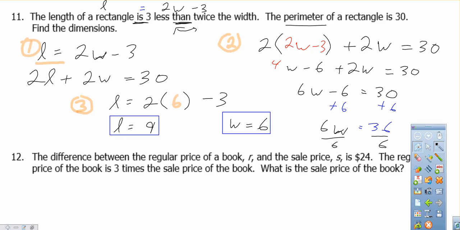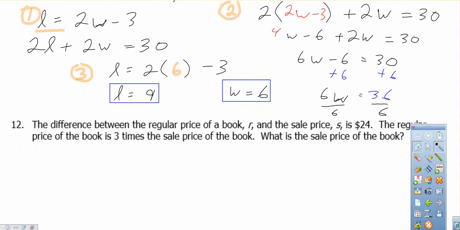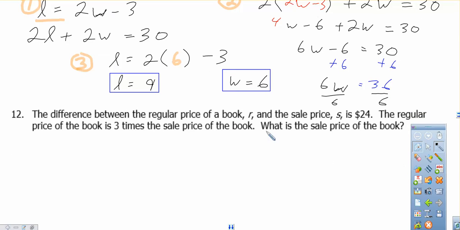Okay, number 12, last question. The difference between the regular price of a book, R, and the sale price, S, is 24. The regular price of the book is 3 times the sale price of the book. What is the sale price of the book? So we are after S here. All right, so first, difference between the regular price and the sale price is 24. Well, the difference means subtraction. So if you take R minus S, we get 24.